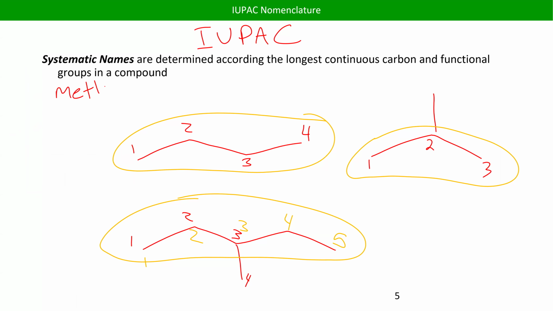Meth, eth, prop, but, pent, then we're back to the normal ones, the normal Greek based. Or those ones might be the Latin ones, but either way. So our 3 different parent molecules here, we would name with different prefixes. And then we're just going to stick ane on the end.